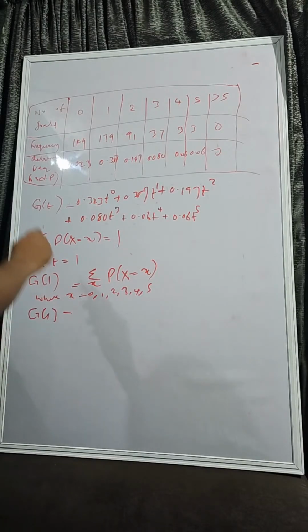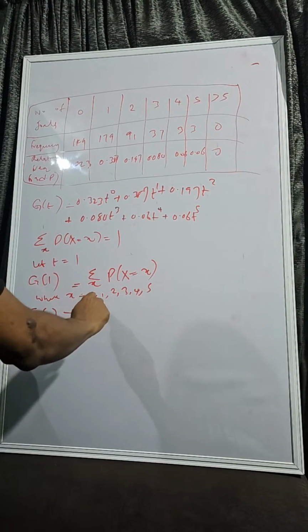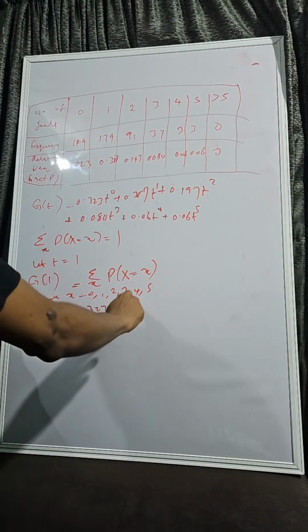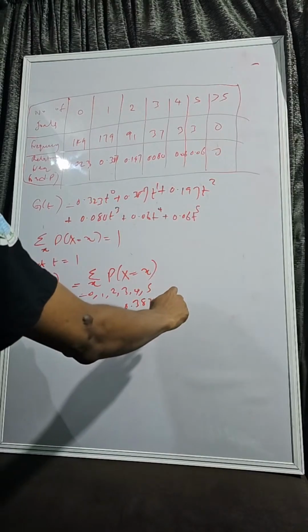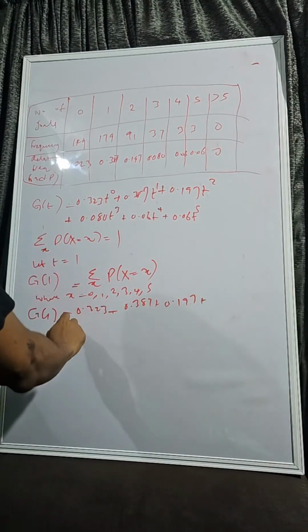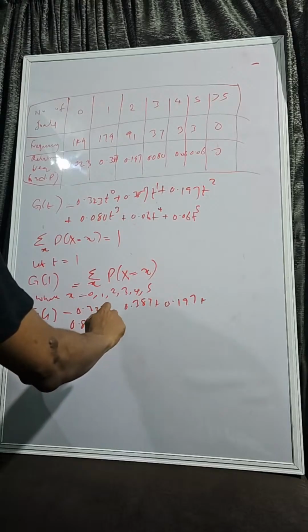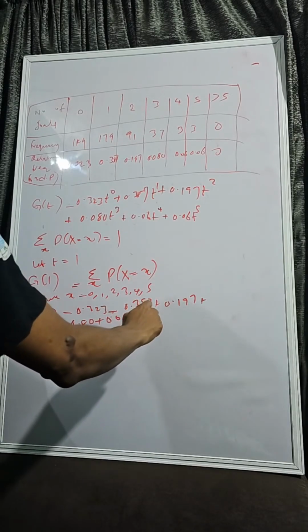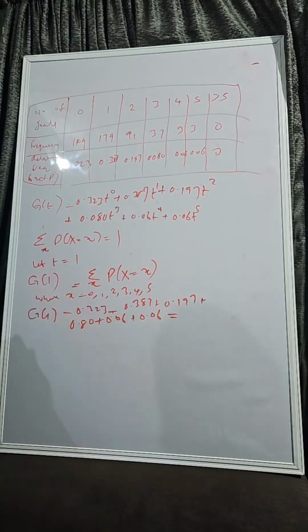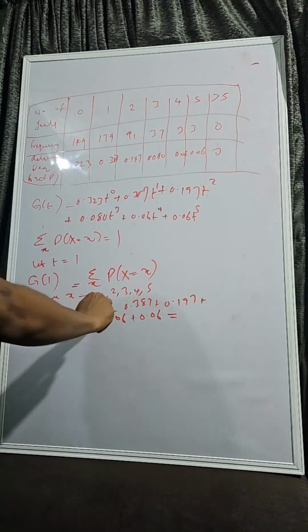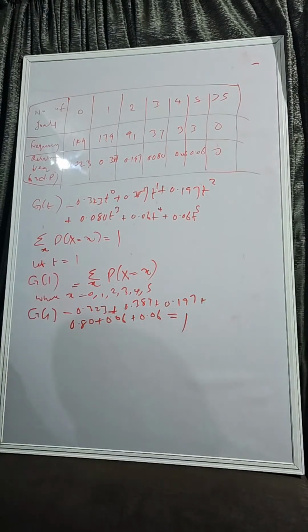So let us check. When you add 0.323 plus 0.387 plus 0.197 plus 0.080 plus 0.06 plus 0.06, you guys should add it. I don't know if that's how we are going to do it, but if you add this, you're going to get 1. So that satisfies the condition that the summation of the probability of x is going to give you 1.